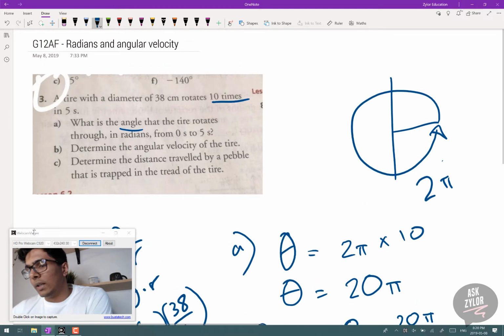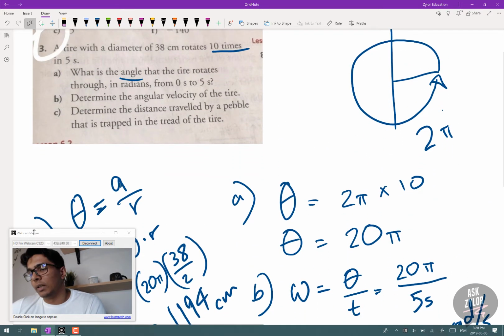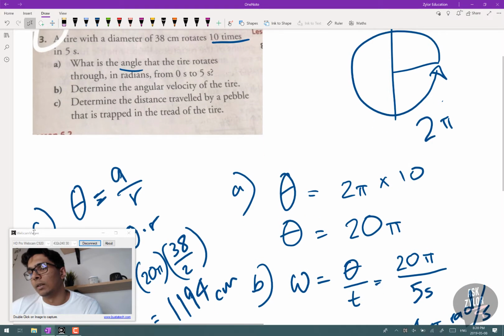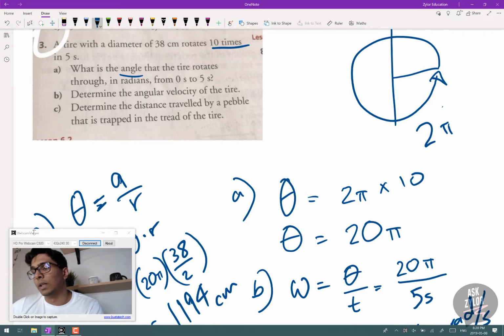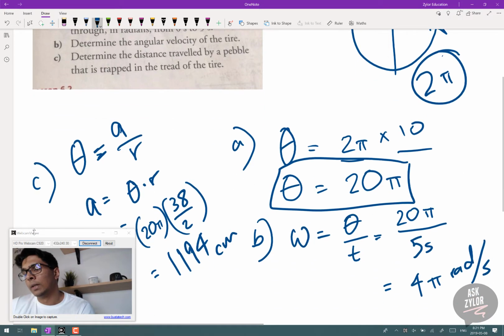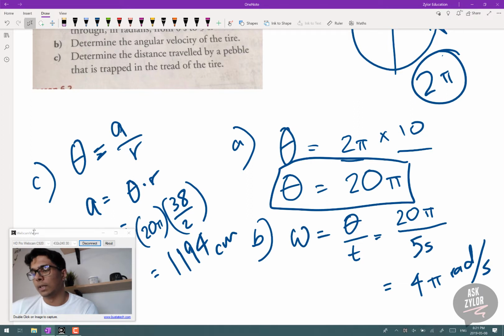Okay, so what we did here is we're dealing with radians and angular velocity. So it's the angle that the tire rotates in 0 to 5 seconds. So it's telling us the angle the tire rotates 10 times, so it's completing 10 full revolutions. So we know each revolution is 2 pi, so we're going to multiply 2 pi by 10. So the total angle is going to be 20 pi. The next is asking us to determine the angular velocity of the tire. The angular velocity will be the angle divided by the time, and the angle we calculated earlier was 20 pi, and we know the time is 5 seconds. So we're going to do 20 pi over 5 seconds to give me 4 pi radians per second.